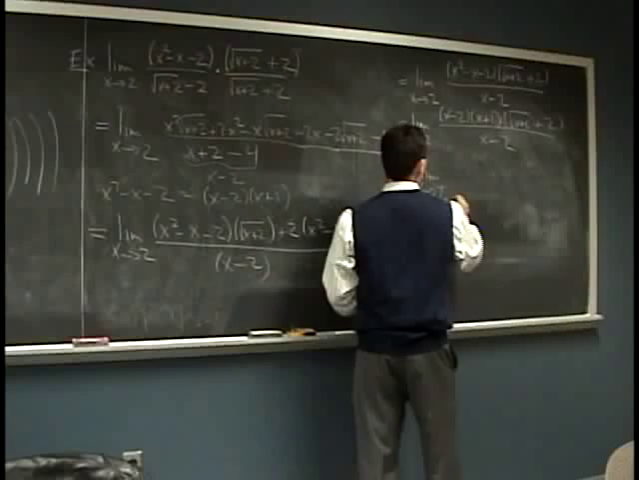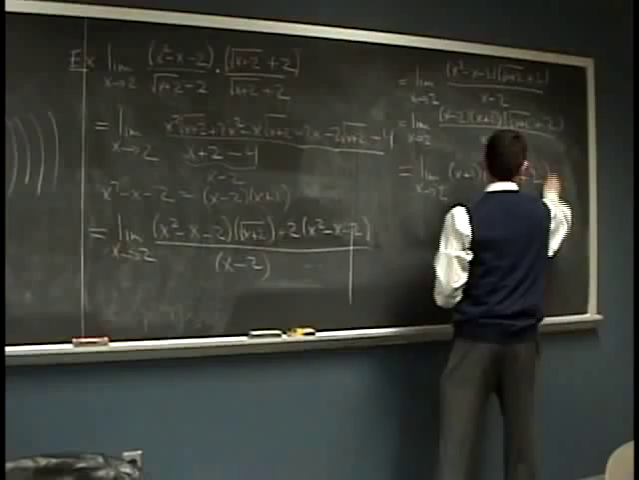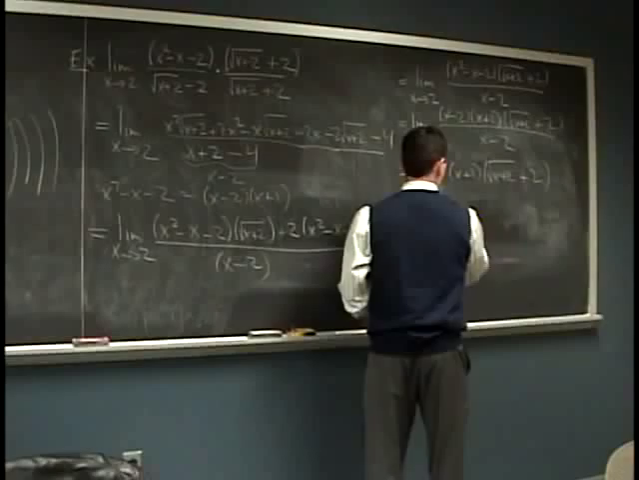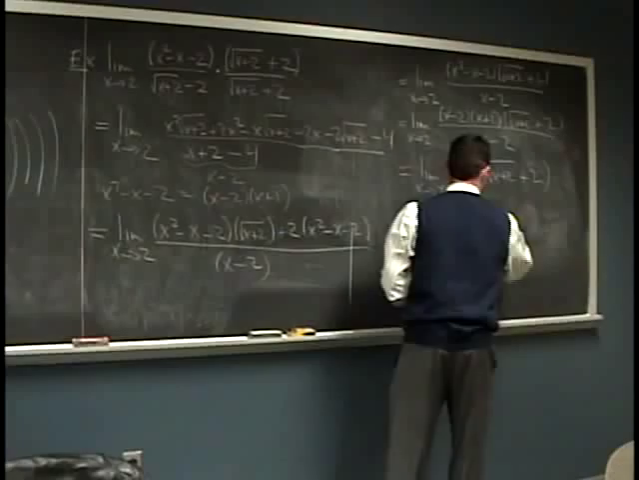And we get x plus 1 times the square root of x plus 2 plus 4. And now there is no domain problem. These are all continuous functions, so I can just plug 2 in. And so I get 3 times, okay, that's a 4, square root is 2, plus 2 is 4. So the answer is 12.